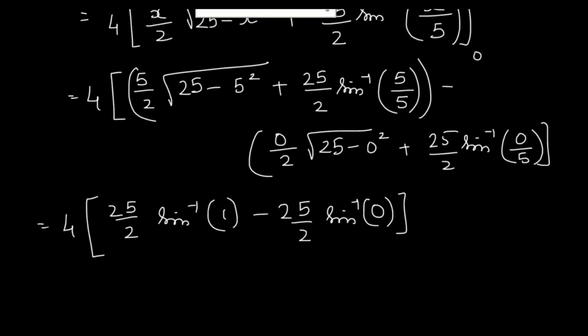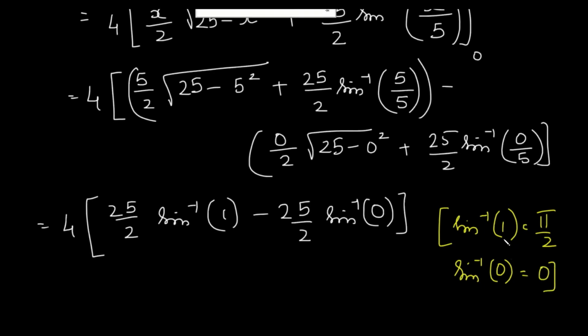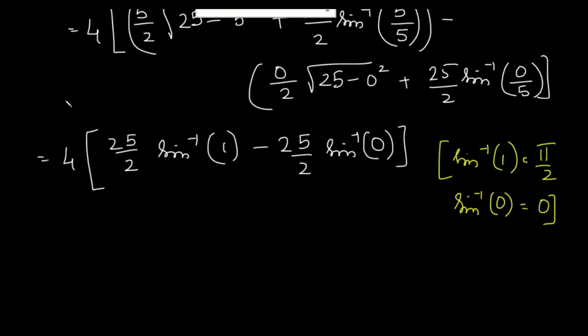Now we keep in mind this particular fact: sine inverse 1. Which value of sine is 1? It is 90 degrees. So 90 means pi upon 2. So sine inverse 1 is pi by 2, and sine 0 is 0 itself, so sine inverse 0 is 0. This I had explained to you in the previous lecture. You can just go and watch that particular video if you want it in detail.